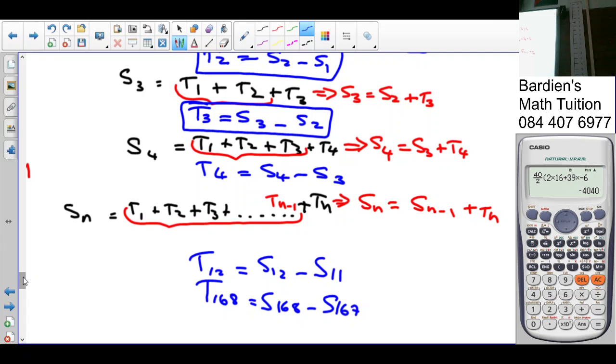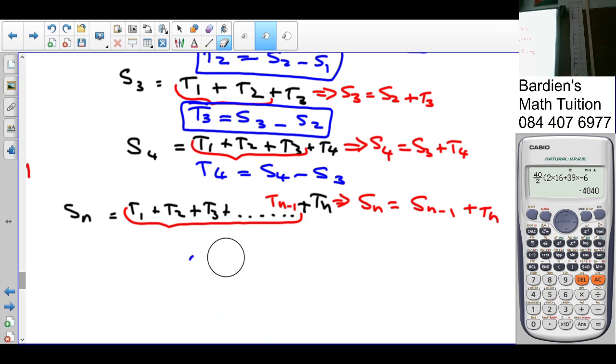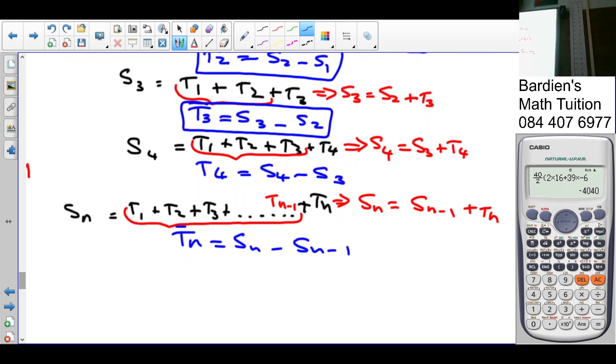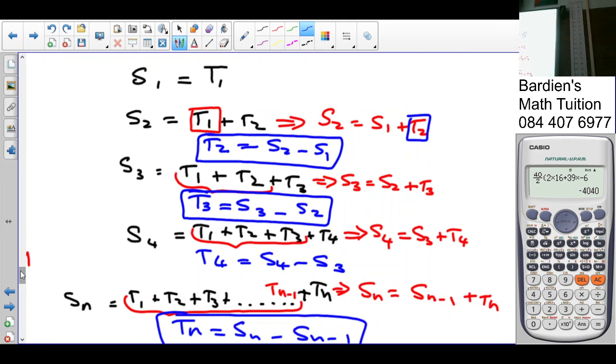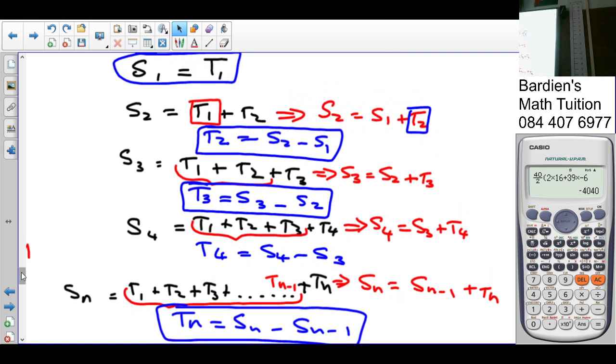Okay? So what would Tn be? Tn. So it will be Sn minus Sn minus 1. Okay? What would term 1 be? It's just simply S1. Term 1 and S1 is the same. You all understand that? So write this down and I'll show you how it fits into what we're working with. Let's pause the video.